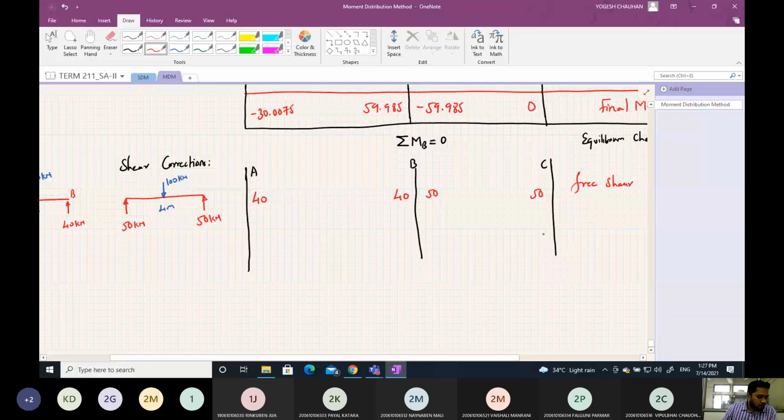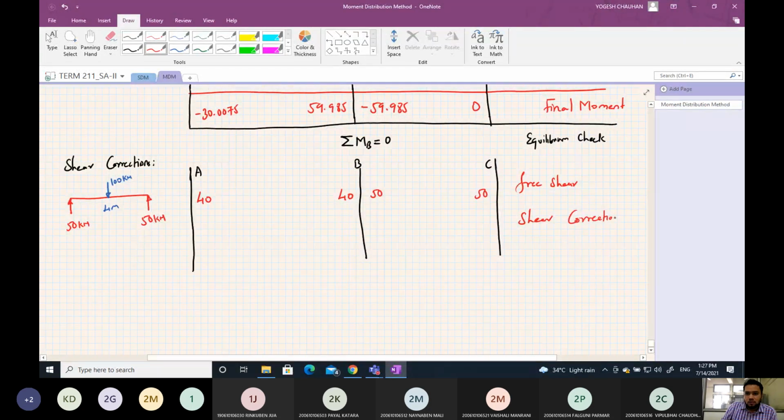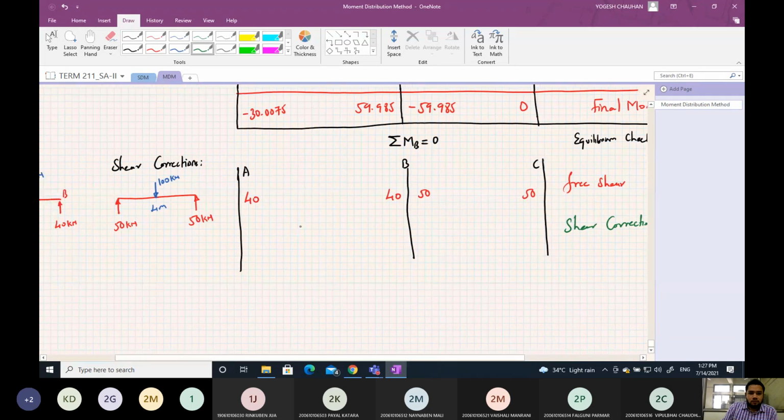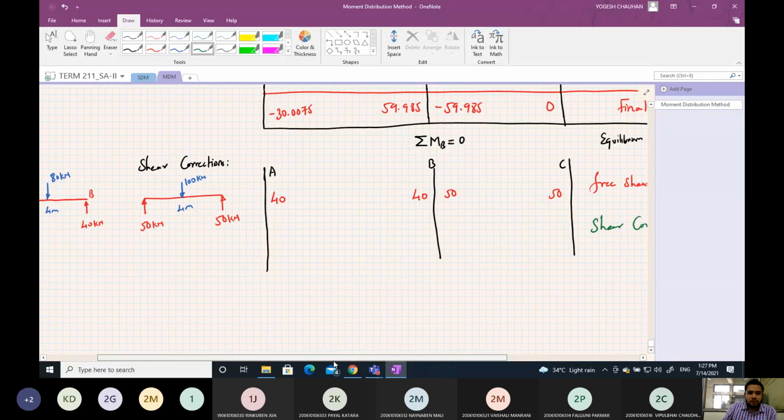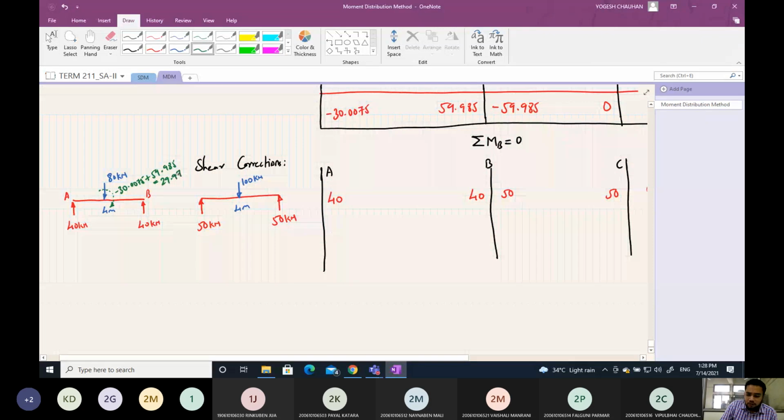Now the shear correction will be due to the unbalanced moment in the span AB. The unbalanced moment in the span AB will be, let us write the unbalanced moment. So the unbalanced moment will be minus 30.0075 plus 59.985. So that will be equal to 29.9775.